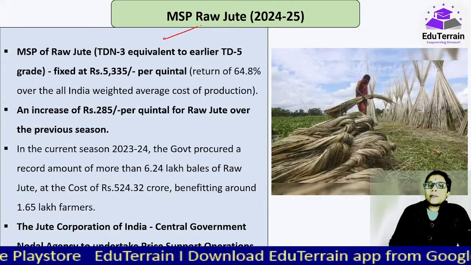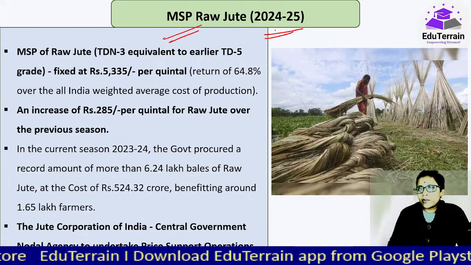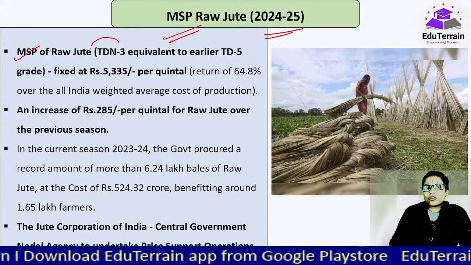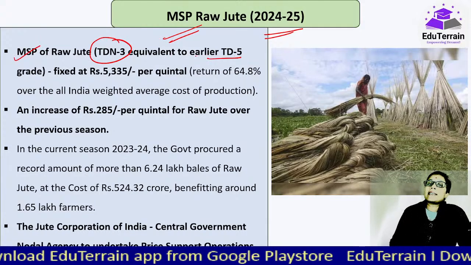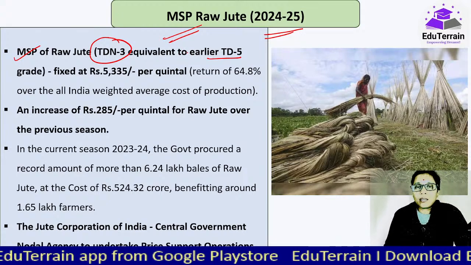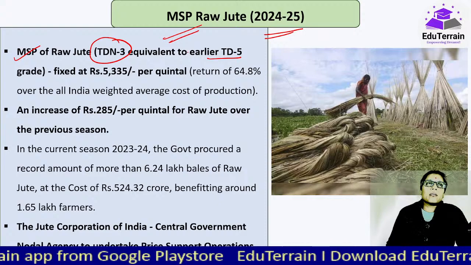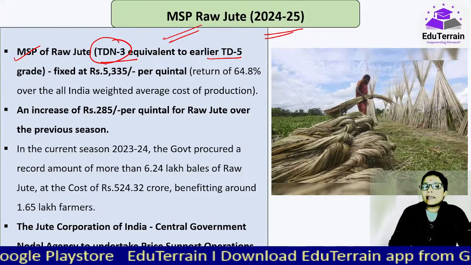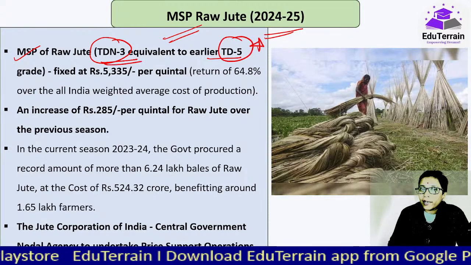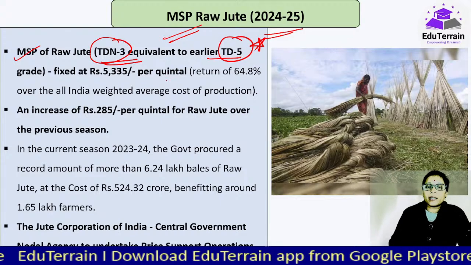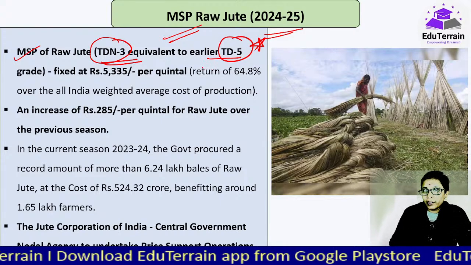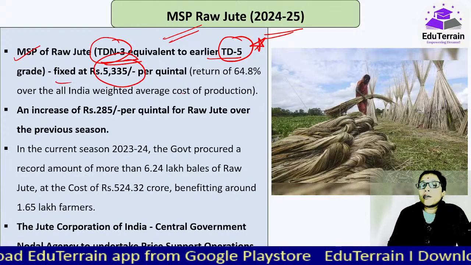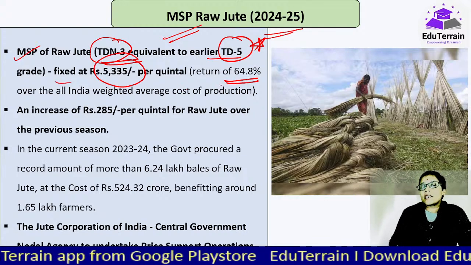Important. Now MSP for raw jute, this also yesterday only they have released, yesterday or day before yesterday, for 2024-25. MSP of raw jute of TDN3 equivalent to, that is their grades. They have jute and cotton, these all have various grades. So accordingly it is TDN3 which is equivalent to TD5 grade. 1, 2, 3, 4, 5, grades are like that. For this grade which is average quality when compared to the others, it is fixed at 5,335 per quintal, which is a return of 64.8%.